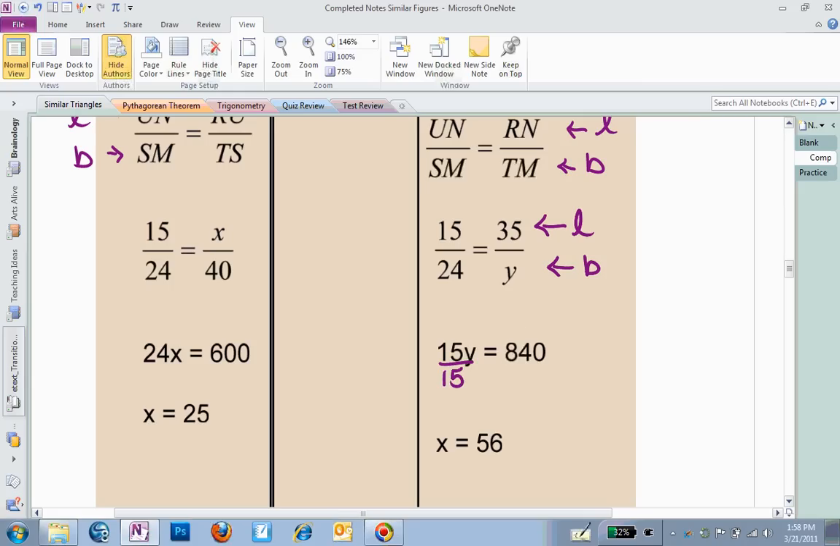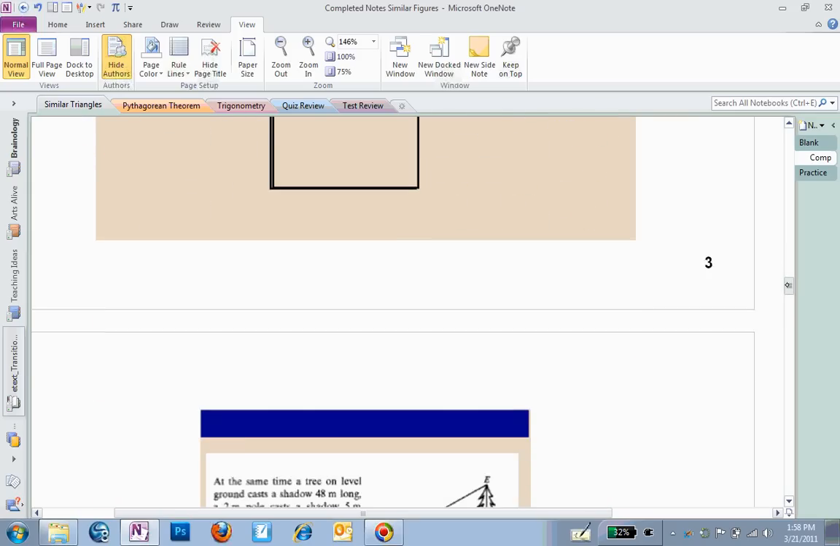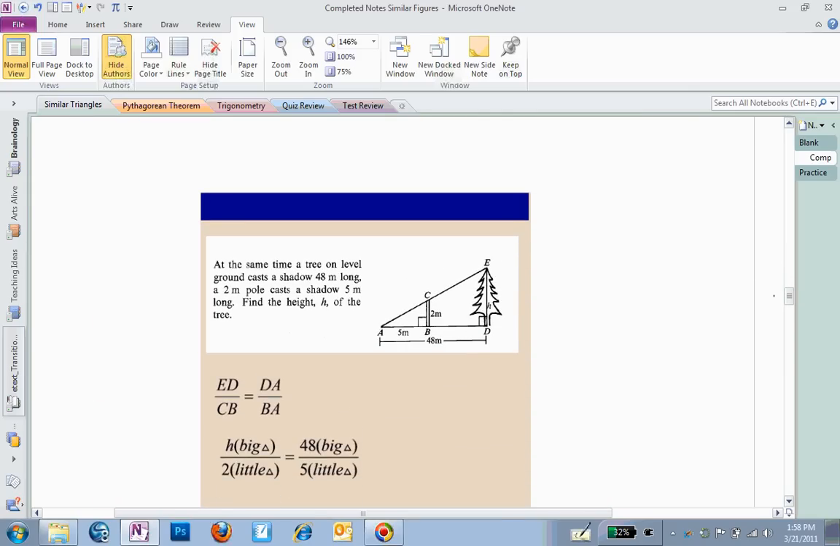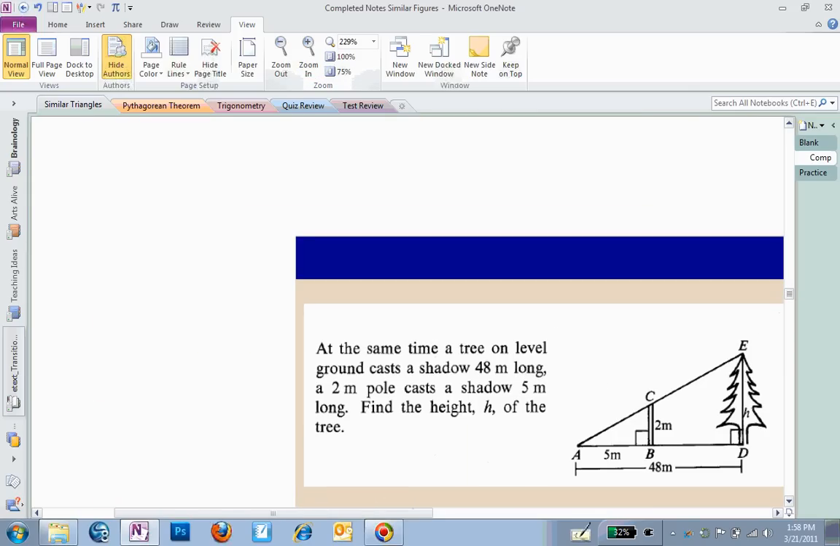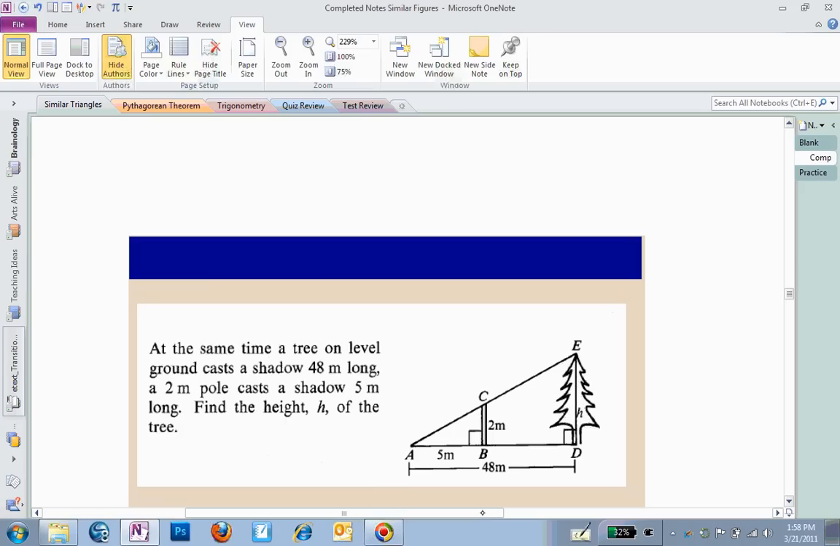I'm going to solve this equation by dividing both sides by 15, and X is 56. We're going to move on now and look at a word problem. This is a very classic word problem. It says, at the same time, a tree on level ground casts a shadow 48 meters long. A 2-meter pole casts a shadow 5 meters long. Find the height H of the tree.